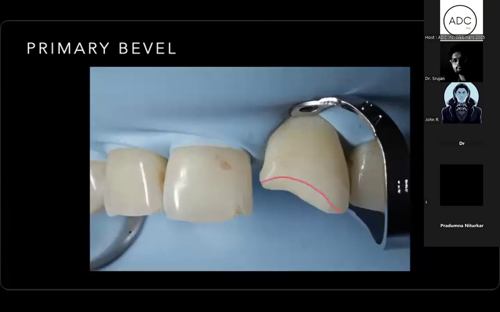But we have a problem now. If you can see in this picture, we have the edge of the bevel margin of the primary bevel, right? How do we blend that? That is where the secondary bevel comes in.